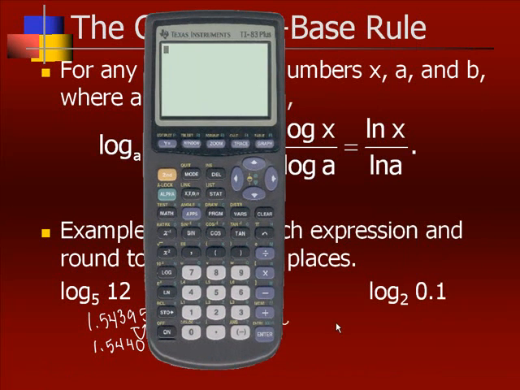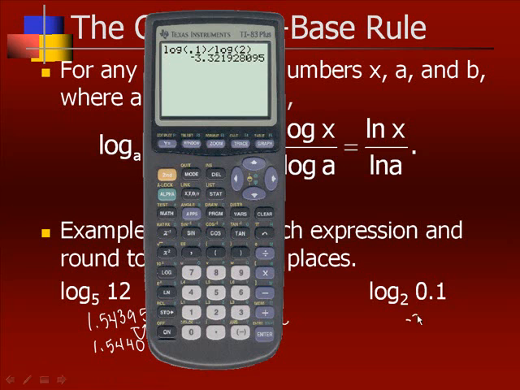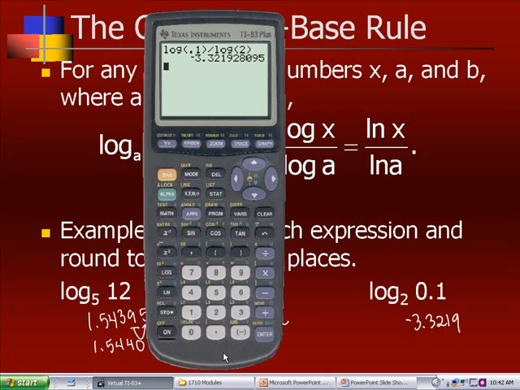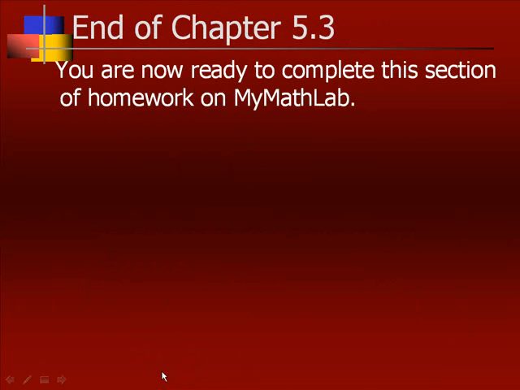And then the third one, the log of 0.1 base 2 is the log of 0.1 divided by the log of 2, which would give us negative 3.3219. And you're going to use that a lot, so make sure you remember that formula. Now you're ready to complete this section of homework on MyMathLab.